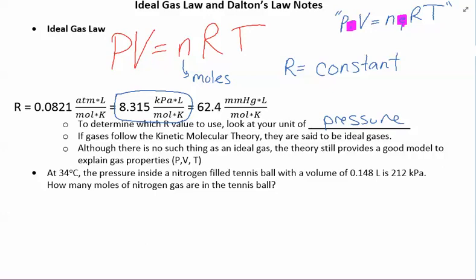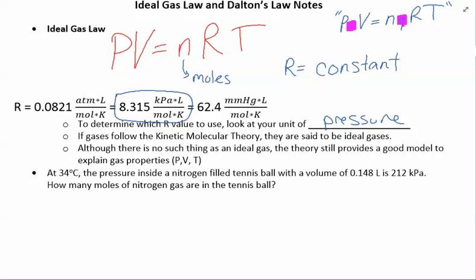So this is where the kinetic molecular theory, or KMT, comes into play too, because we really need our gases to be ideal here. Although we don't really have something called an ideal gas, the theory still helps us to explain the properties of gases, so we're still going to continue to use it.